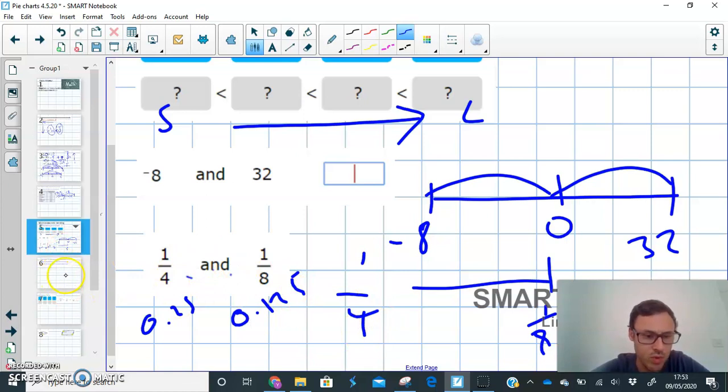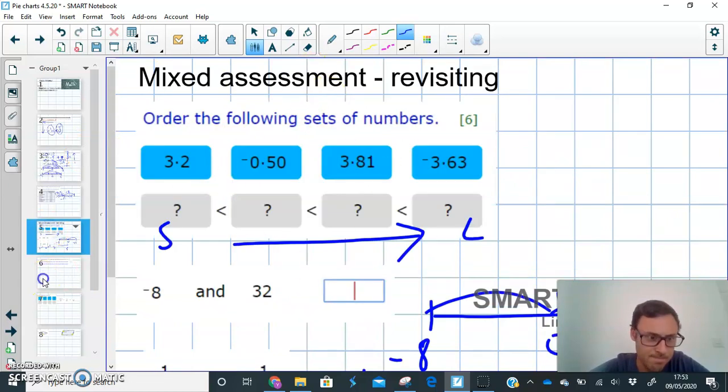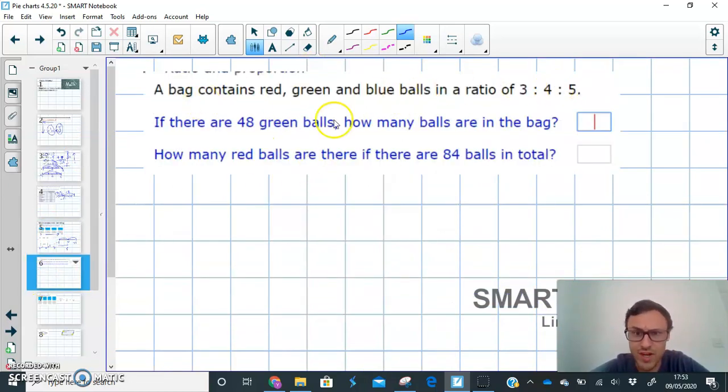Okay, pretty straightforward, but then it does want it back as a fraction. So I'll leave you to have a think about that one. That was quite a tricky question. Question 2, so question 1 is focusing on negative numbers. Question 2 is a focus on ratio.